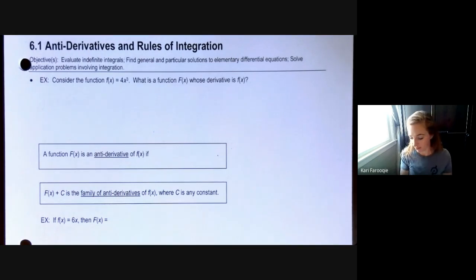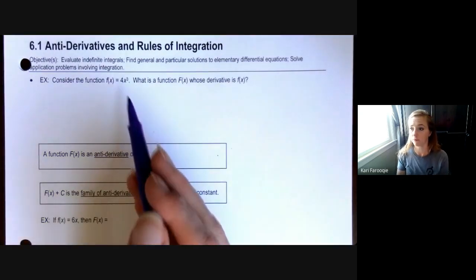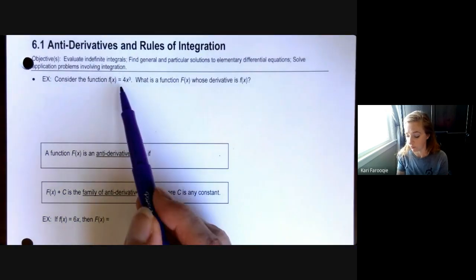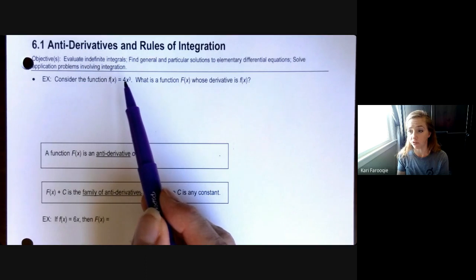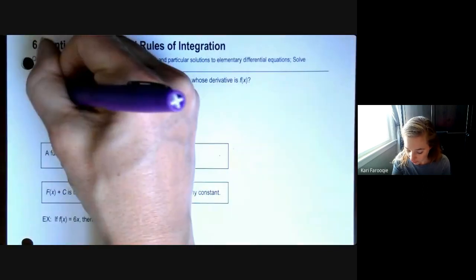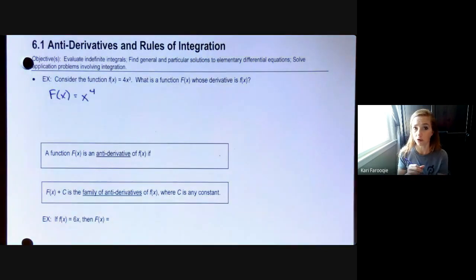All right, we're going to consider first this function f of x equals 4x cubed. Now, what is a function? This is capital F of x. Derivative is little f. Well, if you would imagine the process that you would have to go through in order to get a derivative to be this value, you would have originally started out with this constant multiple that's in front as the exponent. So you would have started out with something like, let's say, big F being x to the fourth.